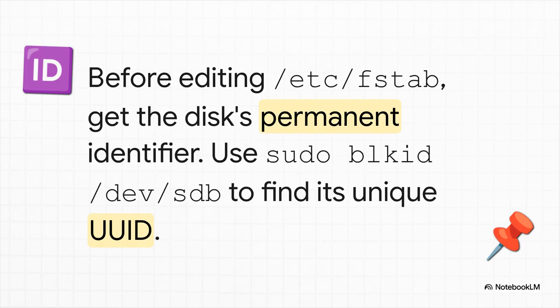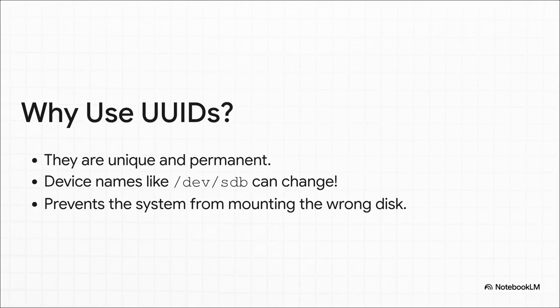Instead, we need a permanent unique ID, and we can get that again with our trusty blkid command, which gives us the disk's unique UUID. Using the UUID is, frankly, a non-negotiable best practice. Device names like sda, sdb, they can get shuffled around by the kernel when the system boots up. They're not stable. Using the UUID ensures your system always finds and mounts the exact right drive, which helps you avoid a whole world of startup problems.